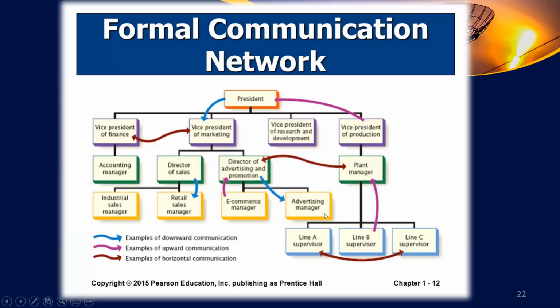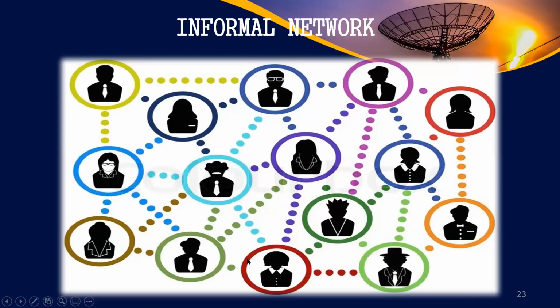For upward communication: from vice president going to the president, from line B supervisor going to plant manager, and from the e-commerce manager going up to the director. And for horizontal, you will see the red arrow: vice president to vice president, manager to manager, supervisor to supervisor. That is the horizontal communication. Informal network: everybody, no ranking. You could talk to anyone, everywhere, anyone in your workplace.